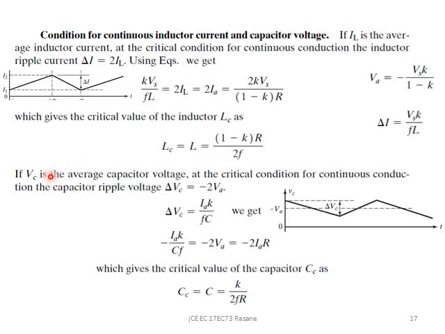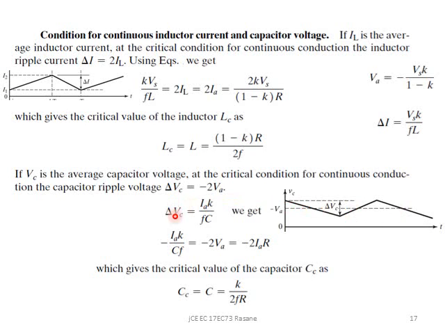Now similarly, what should be the critical capacitor value? For that, I will get it from the ripple voltage. The ripple voltage across the capacitor at the critical value, we know it goes up and down. A critical condition for continuous conduction current. So if I am considering the average as minus VA, then delta VC becomes equal to minus 2 into VA, because delta VC by 2 becomes equal to minus VA.